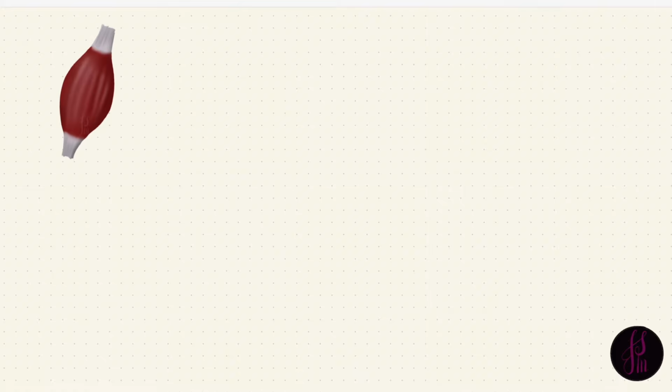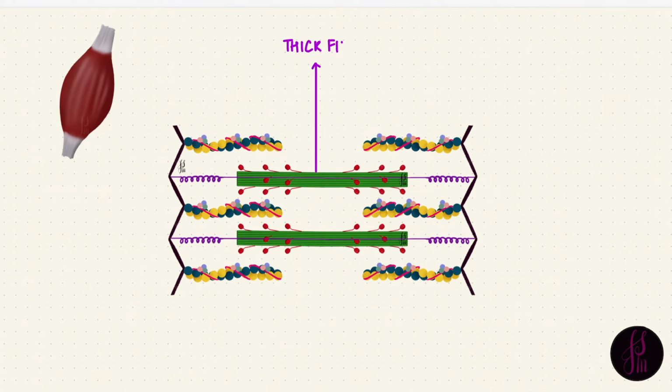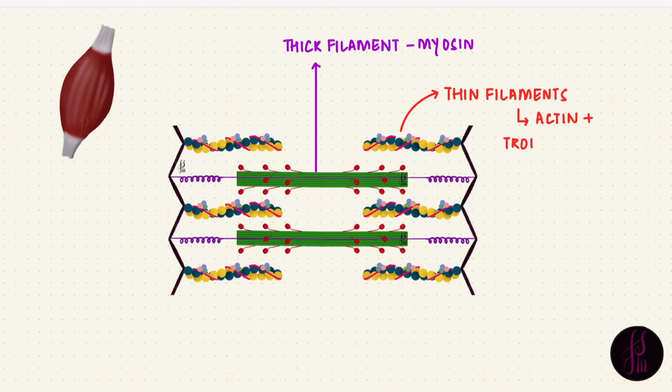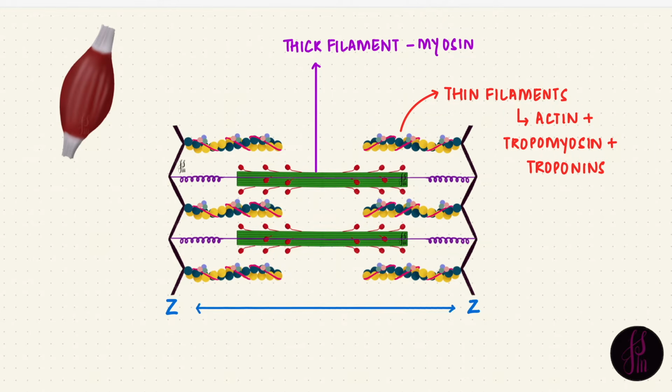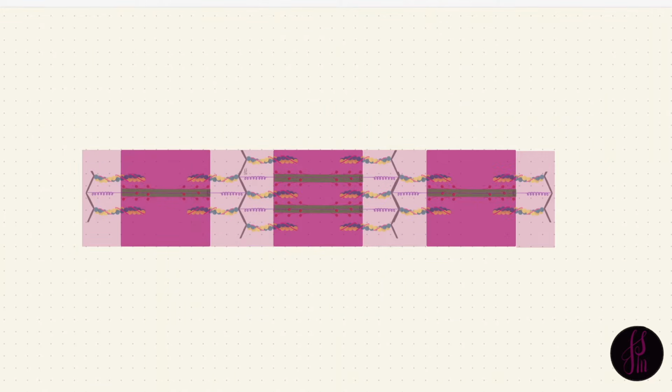If we bring back skeletal muscle, thick filaments are made up of myosin, and thin filaments are made up of actin, tropomyosin, and troponin. The thin filaments attach to the Z discs, and the structure between two Z discs is a sarcomere. The sarcomeres repeat along the length of a muscle fiber.